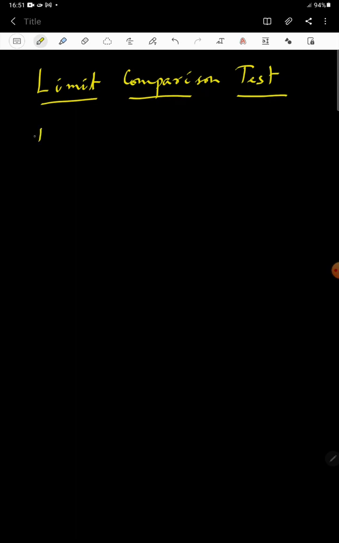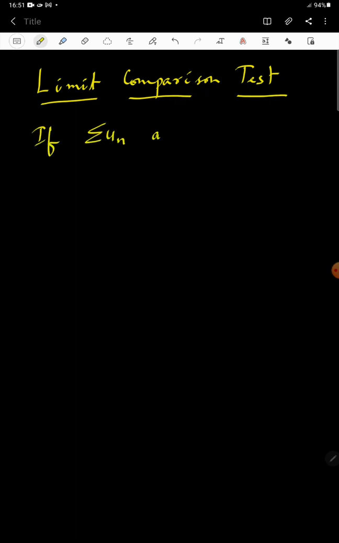Today, in this session, we will see the limit comparison test. What this test says, let's see the statement first.